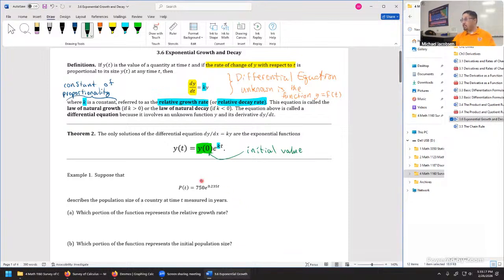So for this altogether, we have two interesting values. The 750, and that's a positive quantity there, so we'll call that a relative growth rate. It asks which portion of the function represents the relative growth rate. That's always this portion right here. Recall it is a constant, so it doesn't involve the variable t. We would just say it's k equals 0.235.